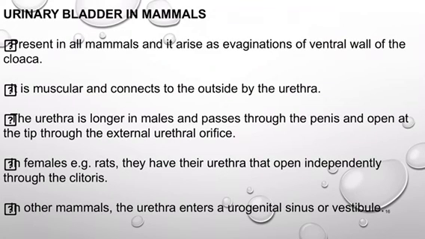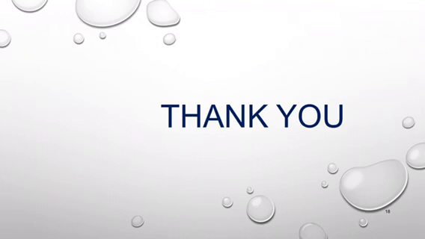In female mammals, like in rats, you have a urethra that opens independently through the clitoris. In other mammals, the urethra enters the urogenital sinus or vestibule.